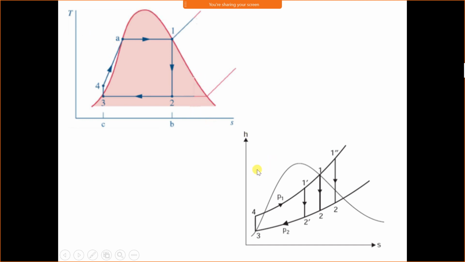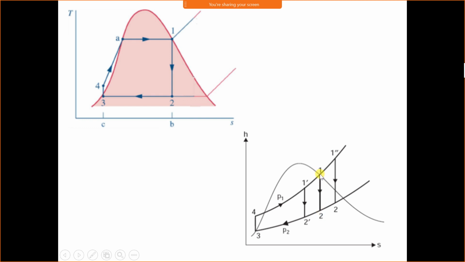We change the parameter, we change the axis, so the saturation curve changes because it varies as per the property. Okay. Now look at the process here, process 1. Process 1 to 2 is an expansion process in the turbine, and point 1 is on the saturation curve.